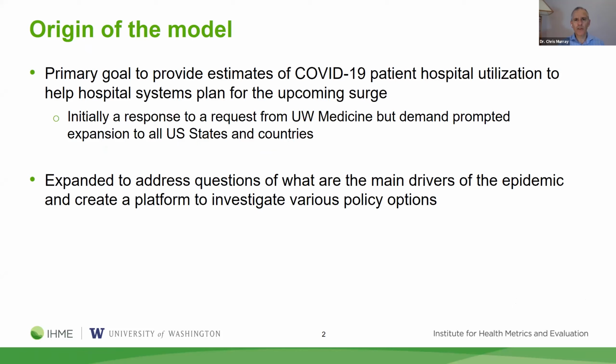So I will run through the history and some of the key aspects of our model and focus in on some results for the region. So we started modeling COVID in early March, and our initial goal was quite simple: to respond to requests from our own hospital system here in Seattle, Washington, to predict the surge in patients that they were concerned about. And soon after that, many other hospitals in the US asked for similar models.